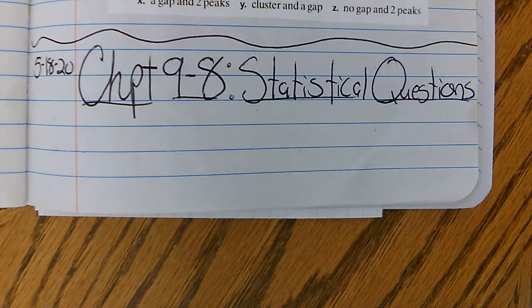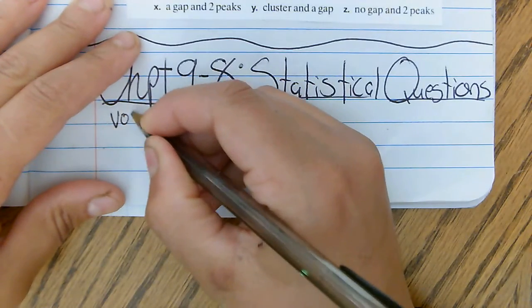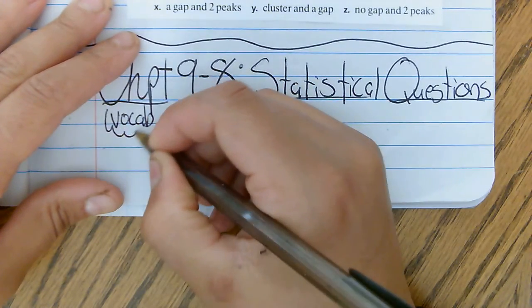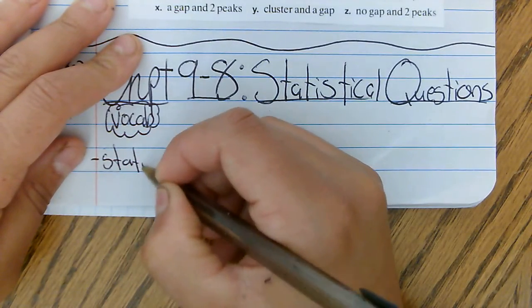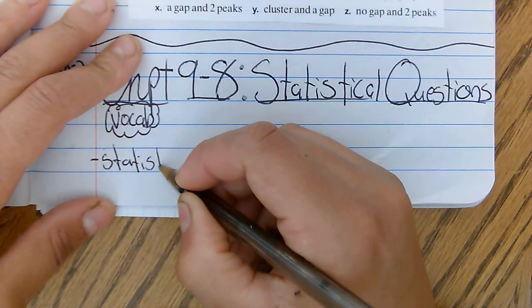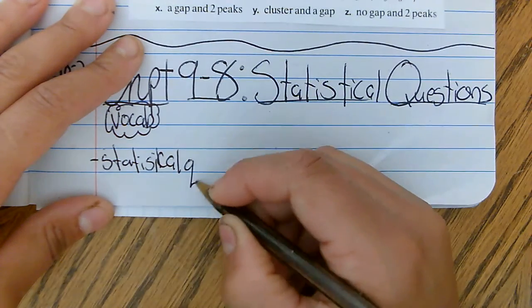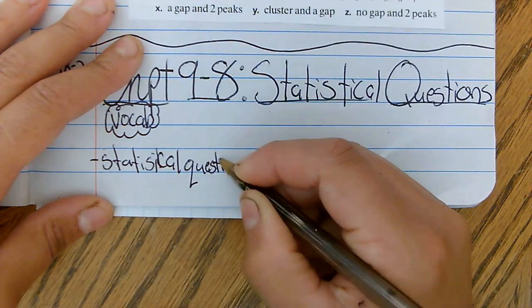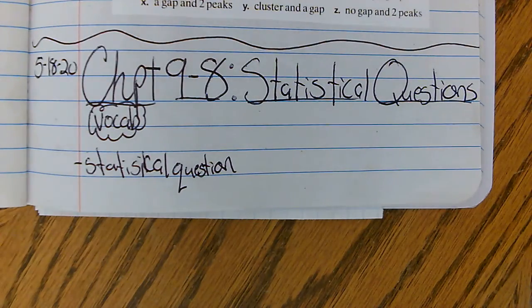Before we hop into it, let's do a little bit of vocab. We're going to talk about what makes a statistical question. I can't spell. Statistical question. There we go. If you need more space, please hop to a new page, or if you're on a new page, continue working on that one.